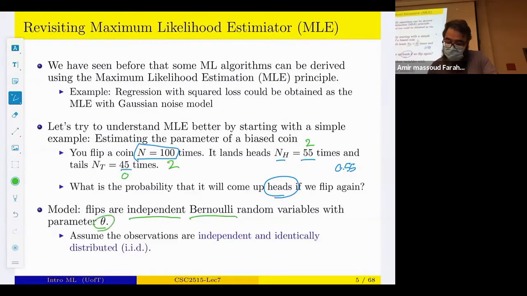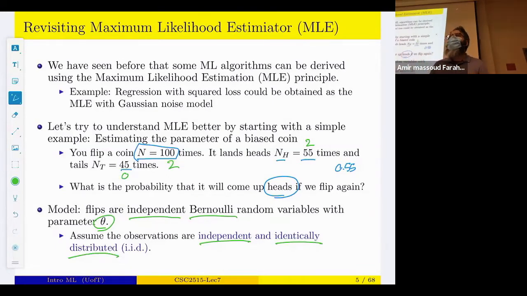There's a parameter theta, which is the probability of head or tail, one of them, and we want to estimate it. So assume that the observations are independent and identically distributed. We had seen it before. Independent and identical means they have the same distribution, which means that this coin now and after 100 flips would still have the same probability of head or tail.